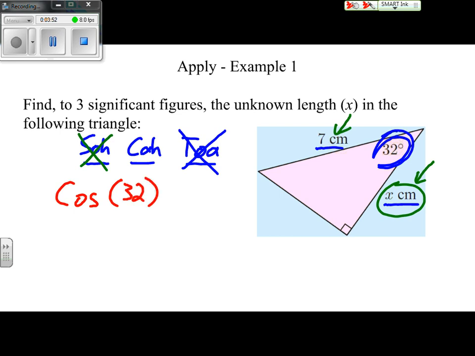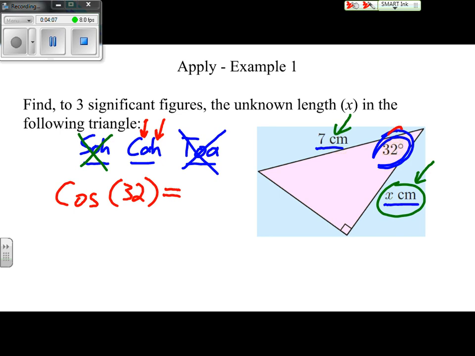Now you can put the degree symbol down, you don't have to, but it is dealing with 32 degrees. And cosine, remember, is equal to adjacent over hypotenuse. Well, what does the A mean? That's the adjacent. So the adjacent has to go on top.